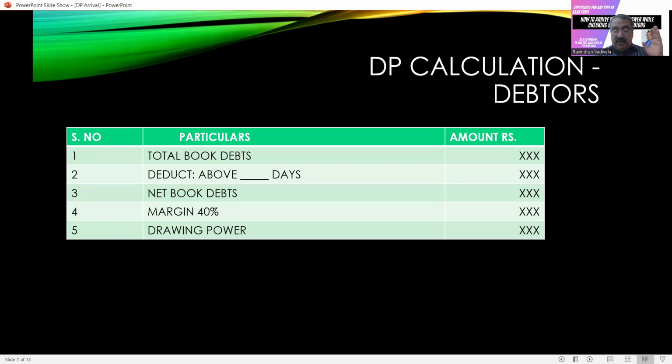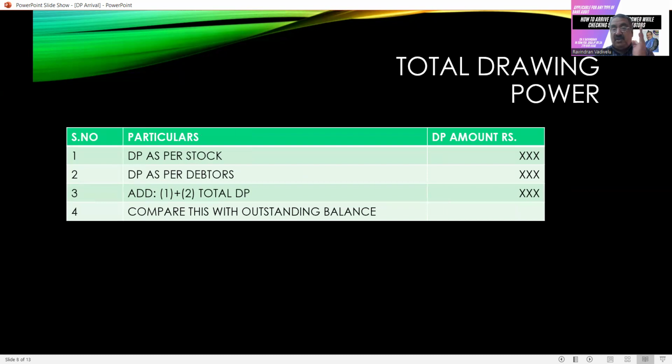Now you have got the drawing power as per the stock. Now you have got the drawing power as per the debtors. Now you have to add both and arrive at the total drawing power. Sometimes the stock drawing power may be negative, sometimes the debtors may be negative. If that is the case, then only the net drawing power has to be taken into account. So this is a very important thing. Sometimes when you work it out, the stock may be negative but the debtors may be positive. So you can net the figure and arrive at the total drawing power.